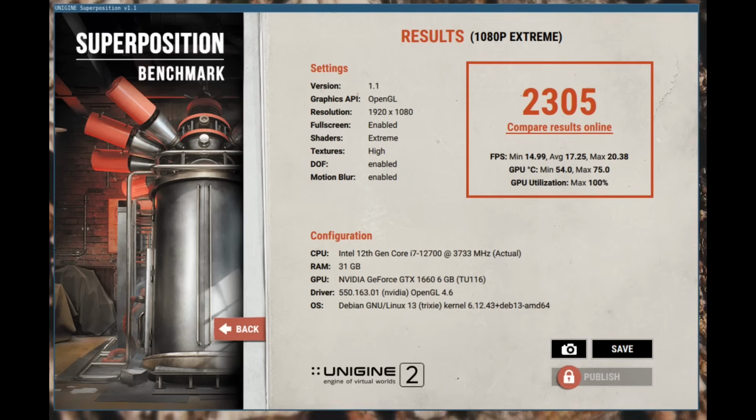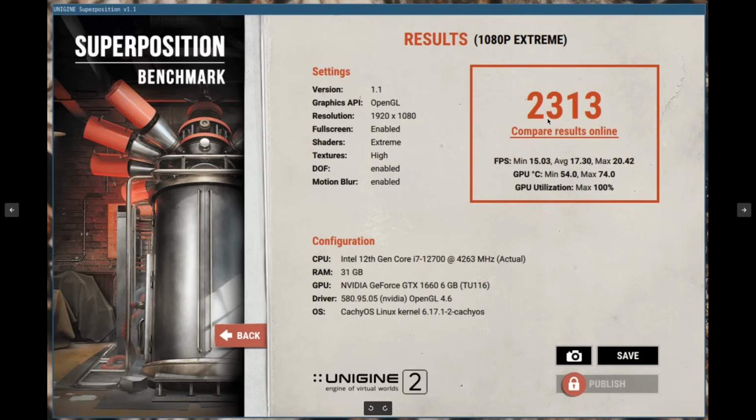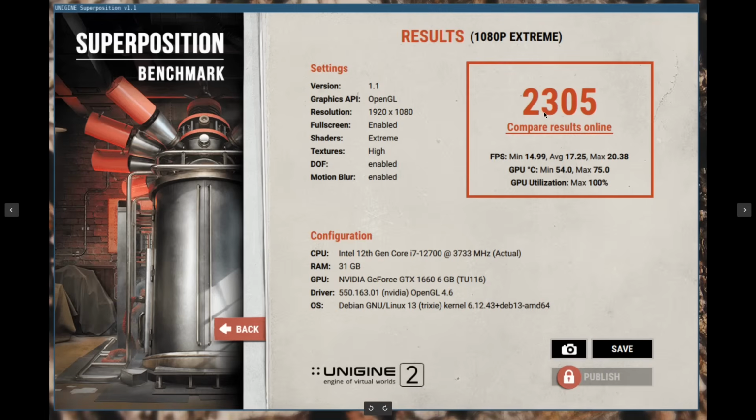It is a bit weaker. So instead of 2,313 points, we only have 2,305 points, and we have an average FPS of 17.25. So, a very small difference between those operating systems here. And Debian had a downside here. It was a bit older with the NVIDIA driver 550, and also the system is much older than CachyOS was at this time. So as you see, there wasn't a big difference at all.